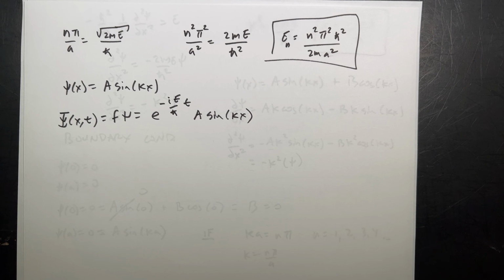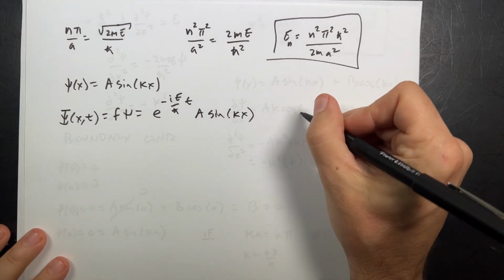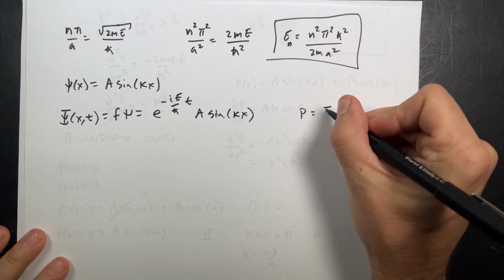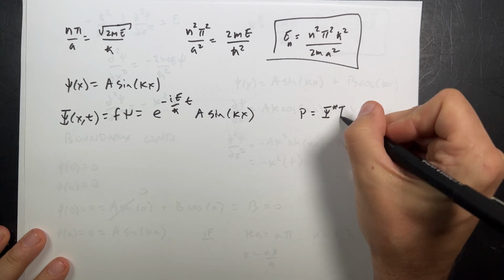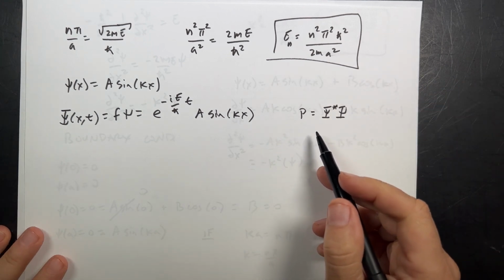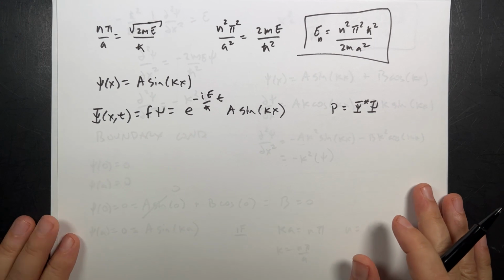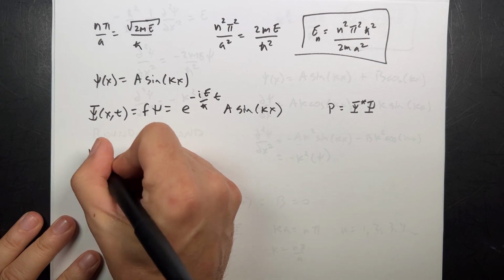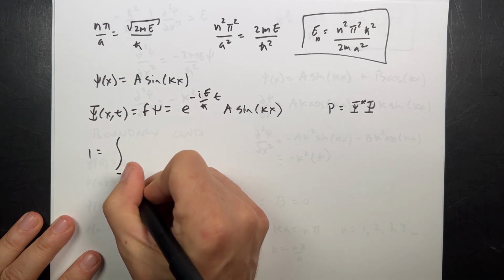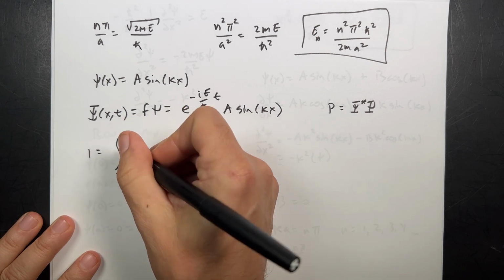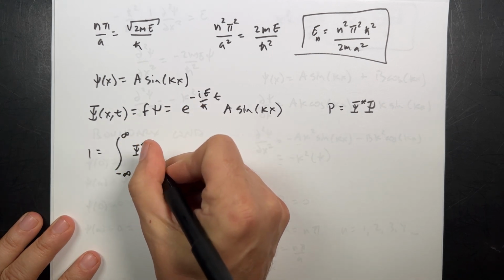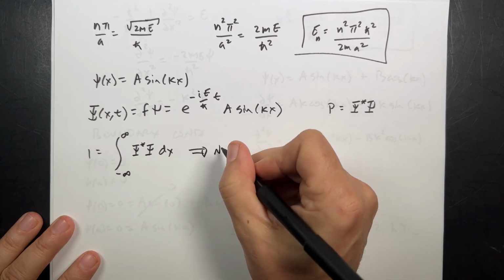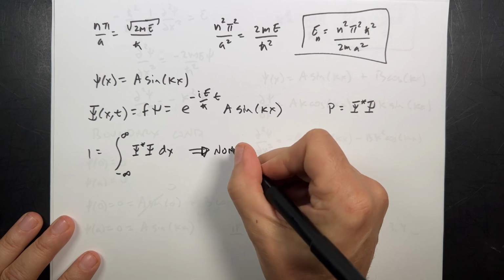One of the things that we find out also is that the probability density is going to be equal to rho, or they use P, I can't remember. It's the complex conjugate, psi star psi. And that means that if the particle has to be somewhere, the total probability of finding the particle has to be 1. So 1 is equal to the integral from negative infinity to infinity of psi star psi dx. And this is called normalization.